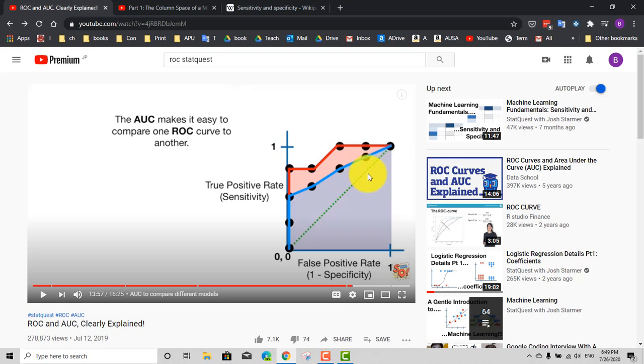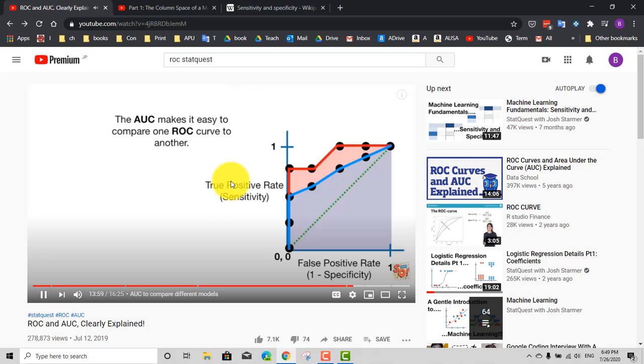So the area under this curve would be 1. This length is 1, and this length is 1. So it would be 1 by 1, or the area would be 1. So this is going to have less area than that because this part in here is not included. So that's the area under the curve.